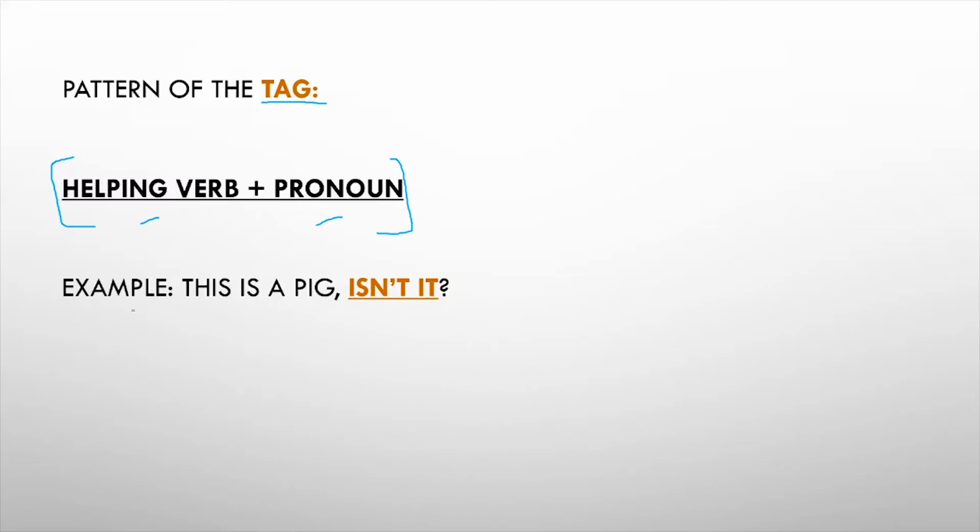Now, example: this is a pig, isn't it? Okay, isn't it? See, the moment I say this is a pig, is is my helping verb. I have used is in my question tag. And why it? Because I cannot resemble pig with he, she. I have to use it for it. Okay? If I say he is mad.